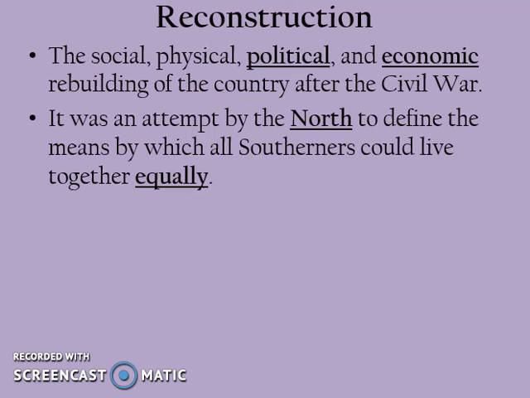Reconstruction was the social, physical, political, and economic rebuilding of the country after the Civil War. It was an attempt by the North to define the means by which all Southerners could live together equally. That's black and white Southerners. As we'll see, in many ways Reconstruction was like a big game of tug of war between the North and the South. The North would do something, the South would do something. North and then South, back and forth.